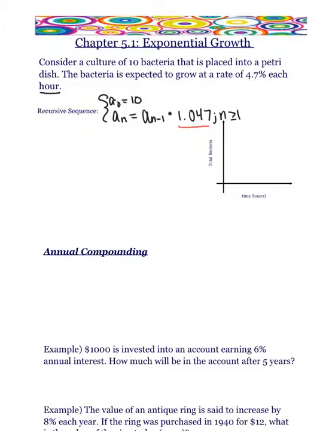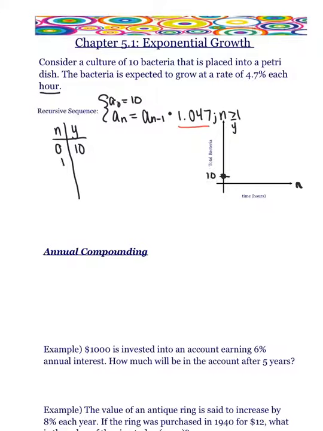So the question that I have is, what would this recursive sequence look like if I were to think of it as a function? So I'm actually going to make an N, Y chart, where N is the number of hours that have passed and Y is the number of bacteria. So I know in the 0th hour, there's 10 bacteria. So I'm going to go ahead and plot the point 0, 10.